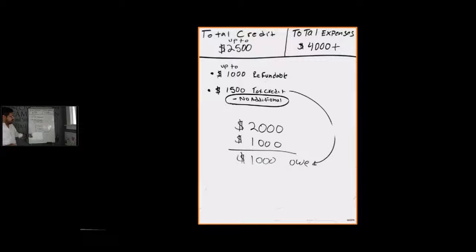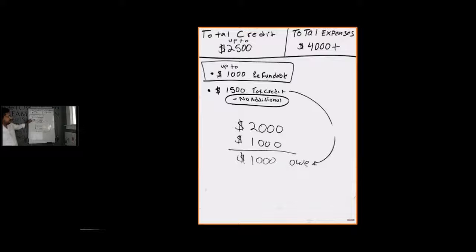So if you owe 1,000 and your credit is 1,500, you're only going to see the effect of the credit covering the $1,000, but you're not going to see the difference come to you in the form of a refund, okay? Because only 1,000 of the 2,500 is refundable. So it's very important that you understand that. The other 1,500, 0% of that is refundable.